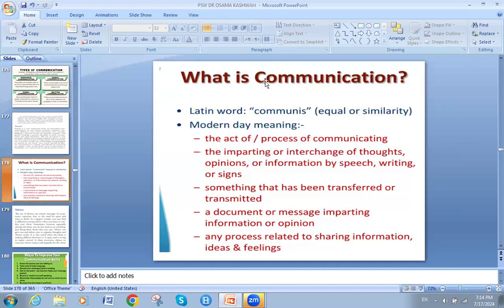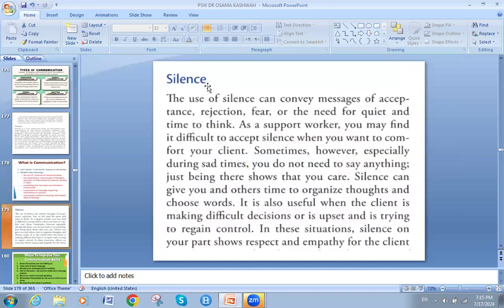Here I will go back to the word communication, and I said we have two. Communication means transformation of information from one part, which is the sender, to another part, who is the receiver of the information. So this is the meaning of the communication.